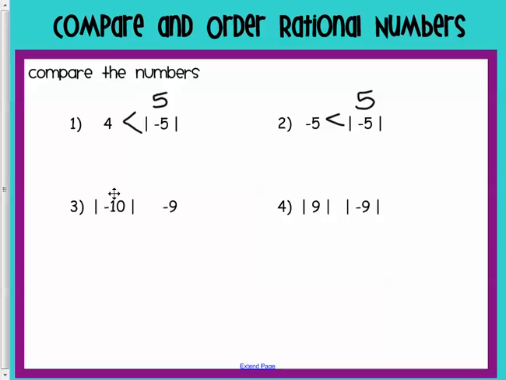The absolute value of -10 is 10, which is greater than -9. The absolute value of 9 is 9, and the absolute value of -9 is also 9, so these are technically equal.